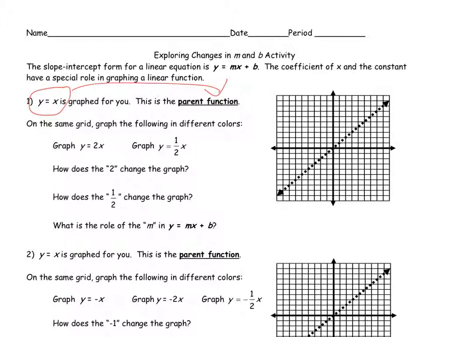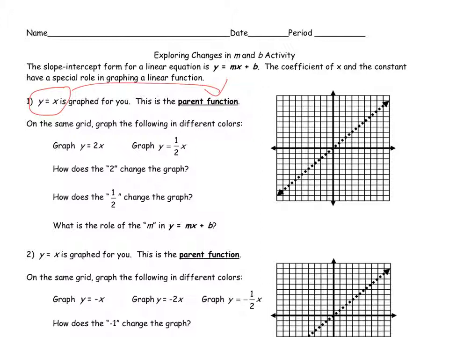So if you'll look at this graph, the parent function is graphed right here. Y equals x, meaning there's no intercept. It goes through 0, 0. And the slope, 1x, would be 1 over 1. So it's going up 1 over 1 the whole time. So that's our parent function.